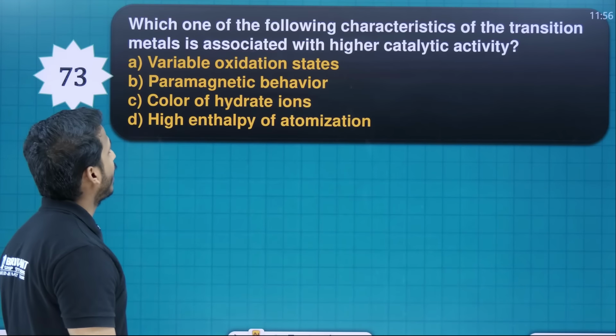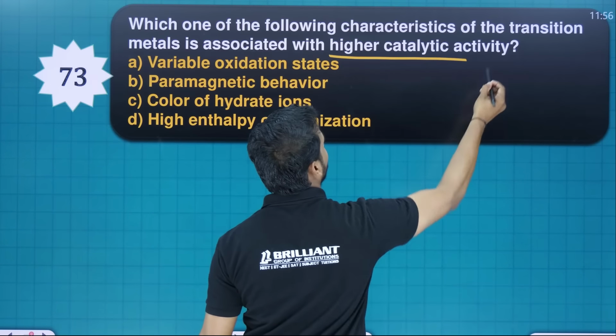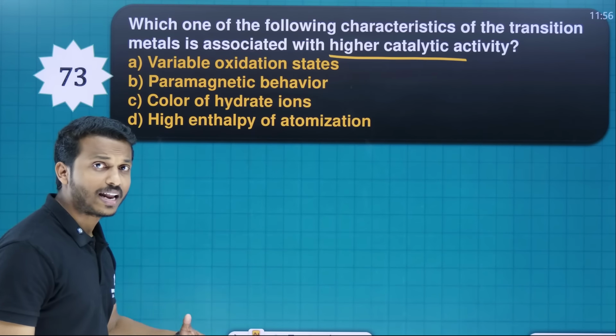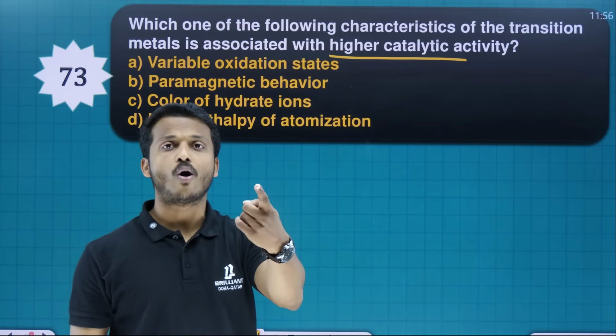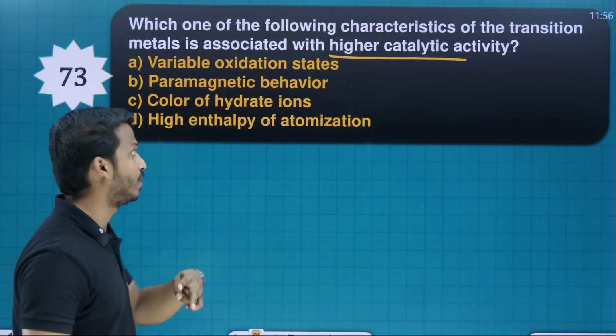Which of the following characteristics of the transition metal is associated with a higher catalytic activity? Again, variable oxidation state. High catalytic activity is because of two reasons: because of variable oxidation state and which one? They provide large surface area.